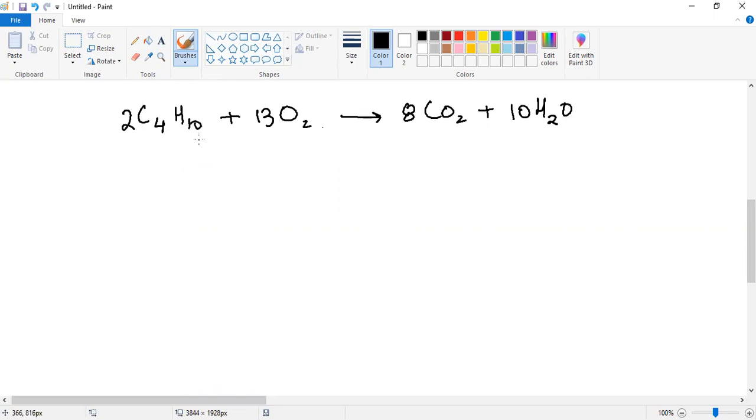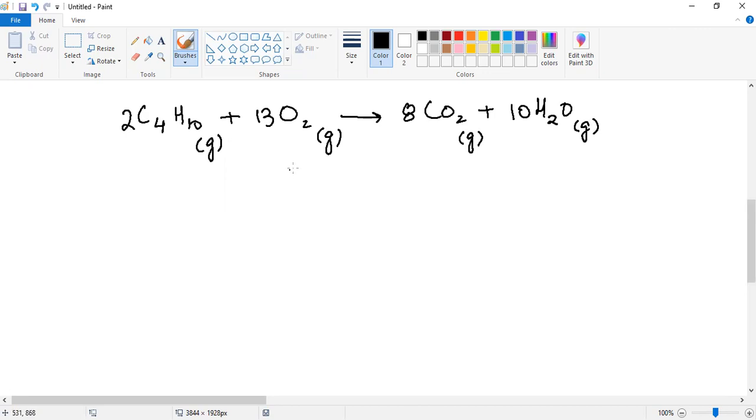So C4H10, which is butane, exists as a gas at room temperature. Oxygen is also a gas. The production of carbon dioxide will occur in the gaseous state. And since this reaction is occurring at a very high temperature, the water that is produced won't be a liquid. Instead, it will be produced in the vapor form. So all the products and the reactants over here are in their gaseous state.